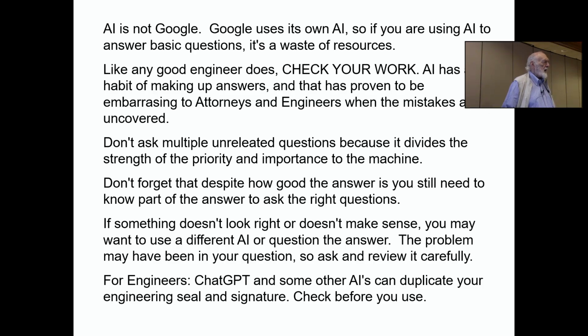Don't ask multiple unrelated questions, because that gives it a kind of multiple personality. Ask your question one at a time. Finish the section, ask your next question. Don't forget that despite how good the answer is, you still need to know part of the answer in order to ask the right question. And that's key. If something doesn't look right or doesn't make sense, you may want to check that with a different AI, or question it further and ask it to justify itself and show you the work.